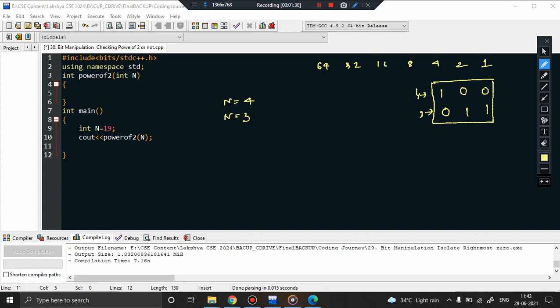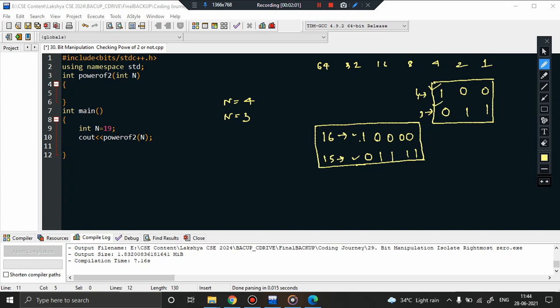Similarly, take the number 16. How will 16 be represented? 1 followed by 4 zeros. You can see 1, 2, 4, 8, 16. How will 15 be represented, that is, the number 1 less than n? 15 will be represented as 0 followed by 1, 1, 1, 1. I hope you're getting the point. So this is how 16 is represented, and this is how 15 is represented. This is how 4 is represented, and this is how the number 1 less than 4, that is 3, is represented.